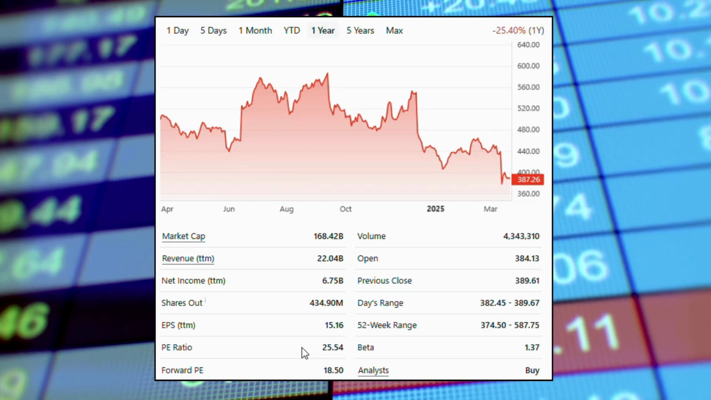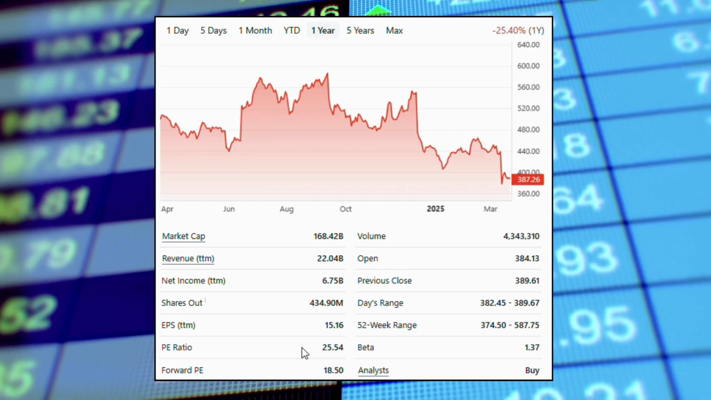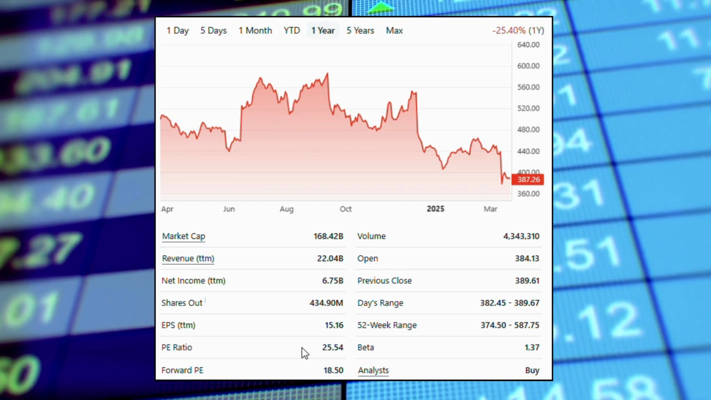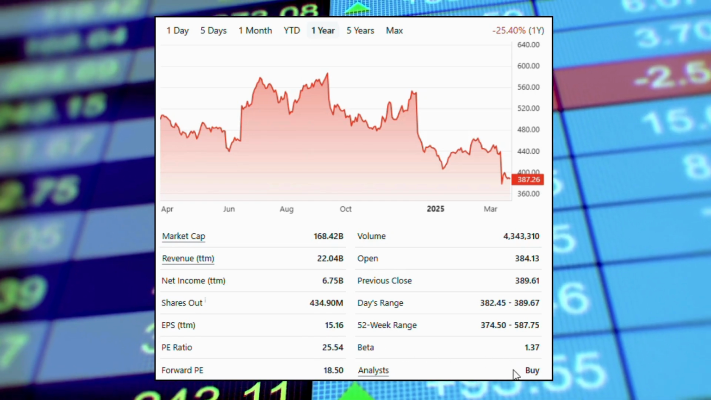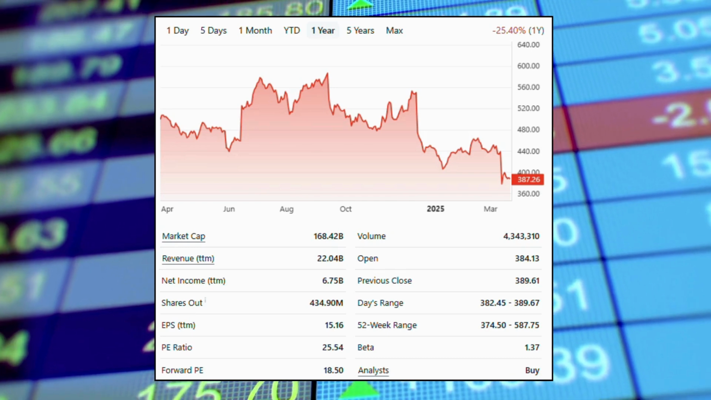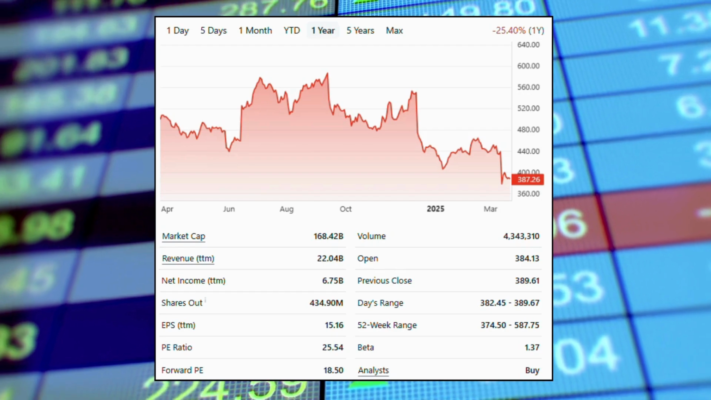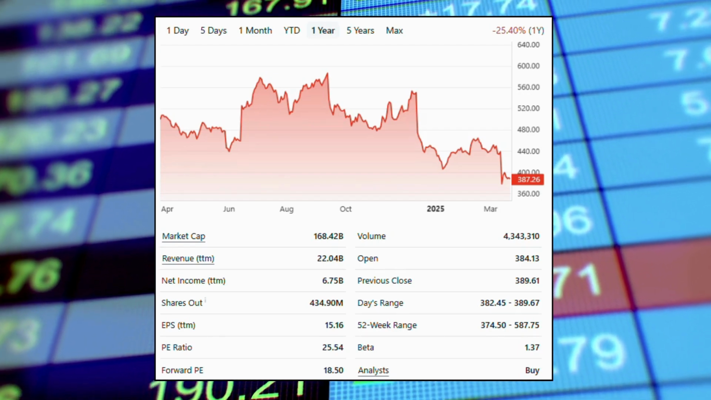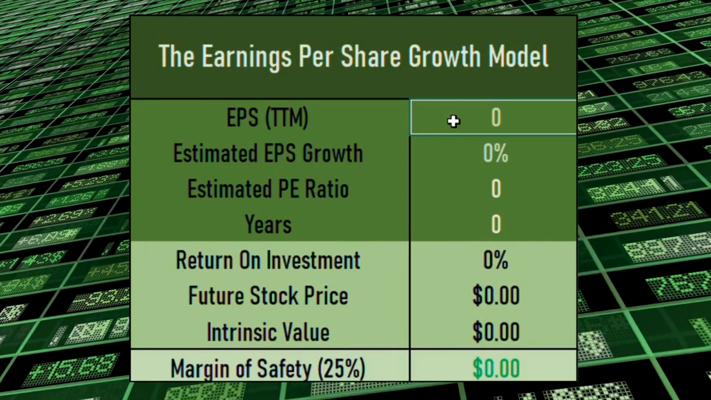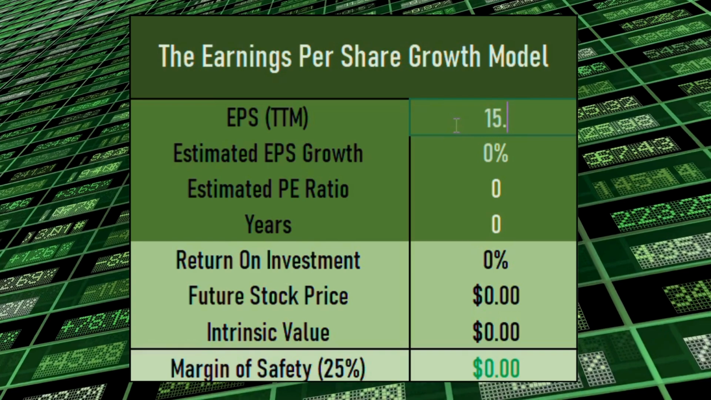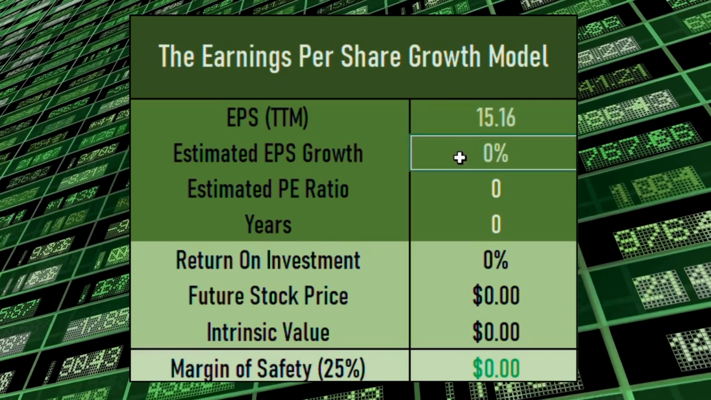According to Morningstar, Adobe has a wide economic moat, due to its dominant position in digital content creation and subscription-based software. The overall consensus among analysts is a buy, with a 12-month price target of approximately $550. Analysts are forecasting an average EPS growth rate of 23% over the next 5 years. Let's calculate a valuation. I will use Adobe's current earnings per share of $15.16. Combining historical growth rates and future analyst predictions, I estimate an earnings per share growth of 10%.